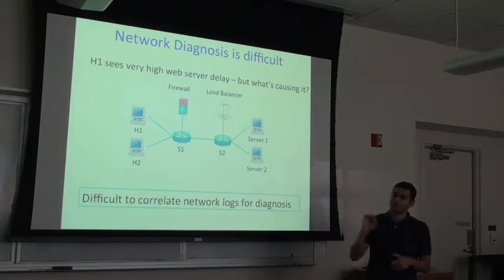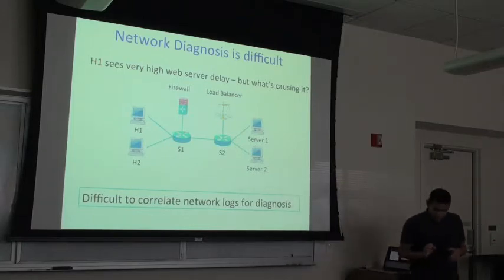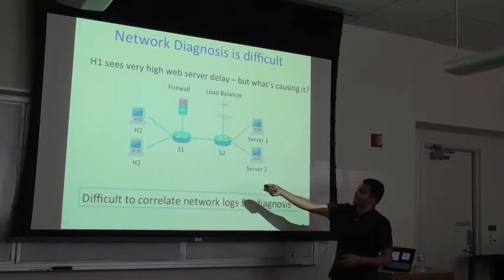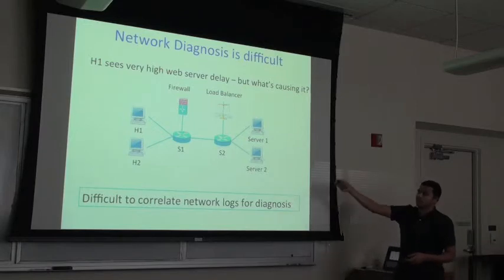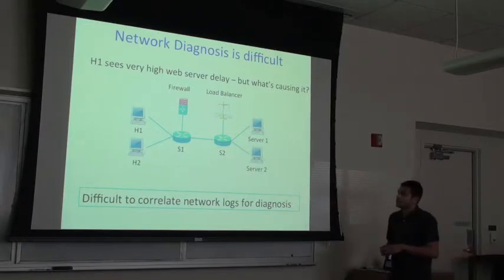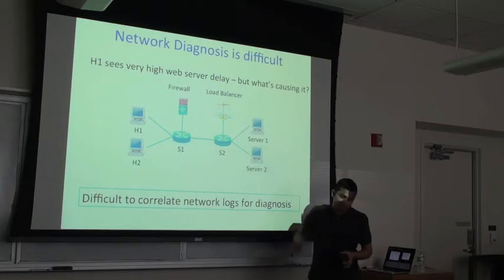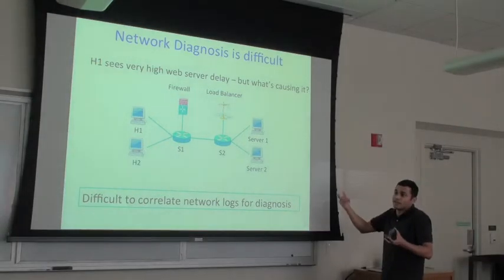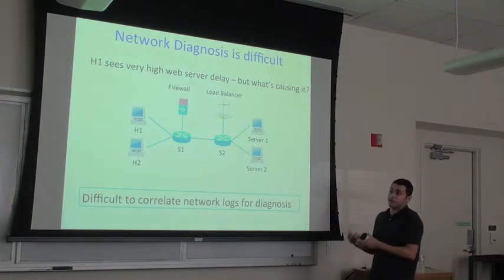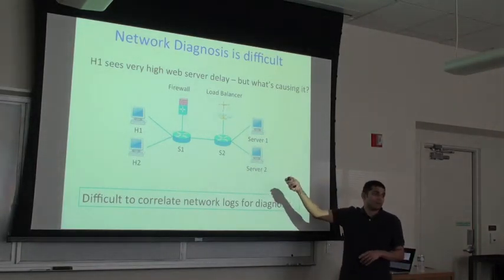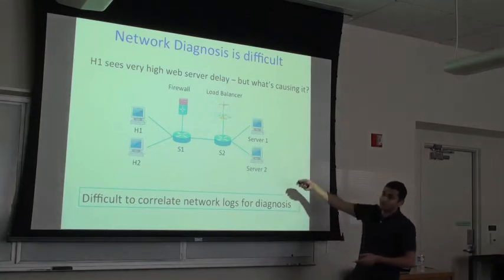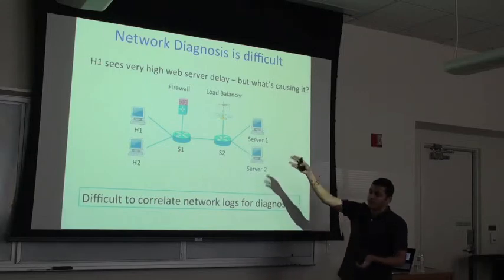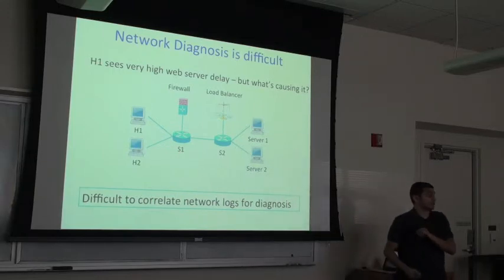So this notion of a postcard that the packet sends to the controller. It's actually difficult to correlate what these postcards might be, because the header you see at S1 is very different from the header you may see at S2, and it's different from the header that the server actually sees. So imagine you have a load balanced network, and a particular user is seeing a very high page load time, and you want to diagnose what went wrong. Maybe I need to scale up the firewall, maybe I need to scale up the load balancer, or maybe I scale up the servers. In this case, it's actually difficult to correlate these network logs, because the headers look very different at every hop in this path.